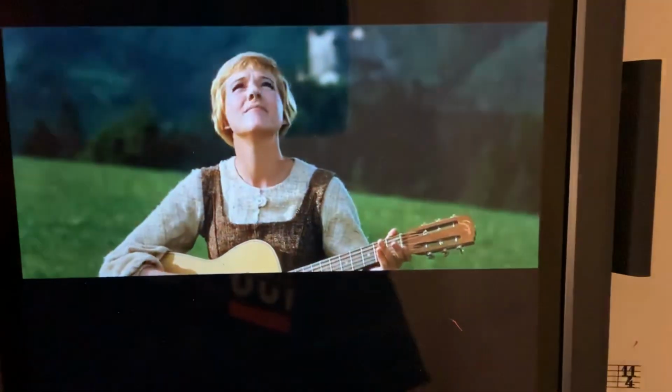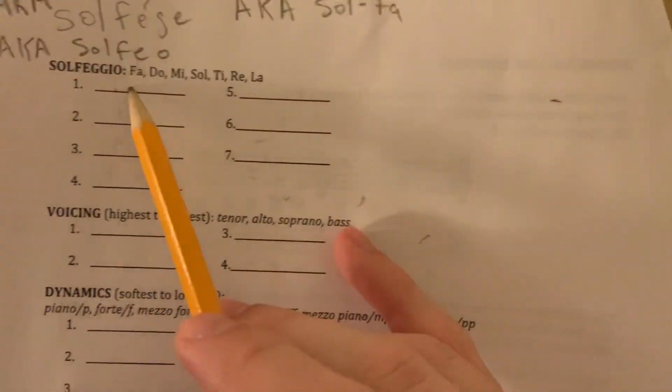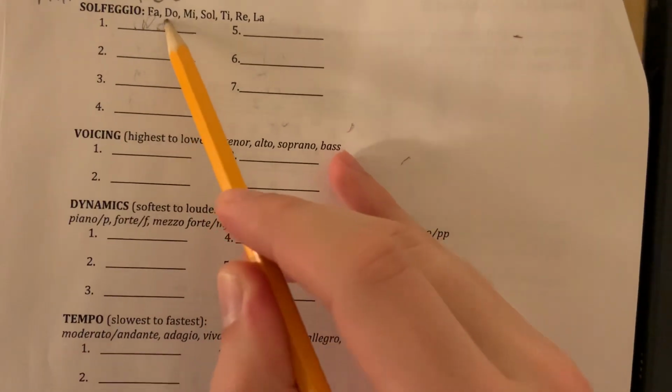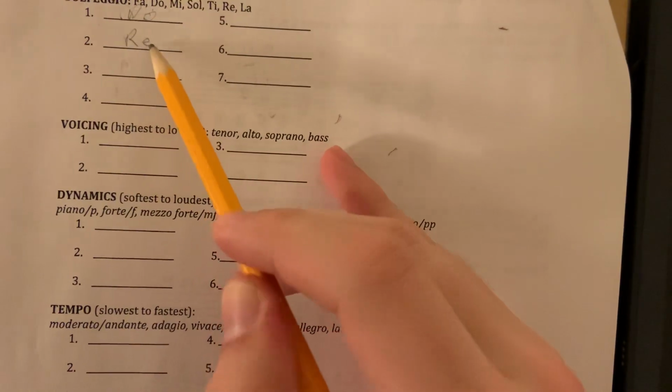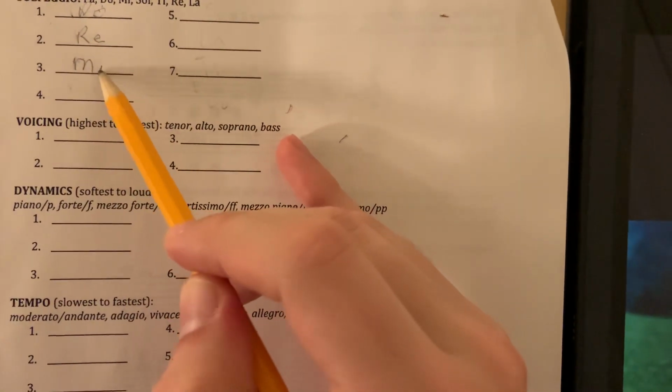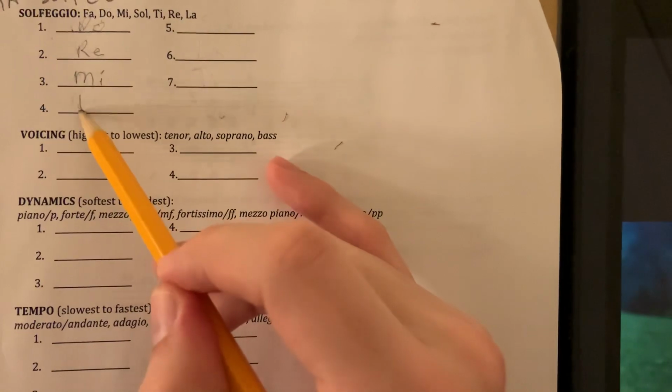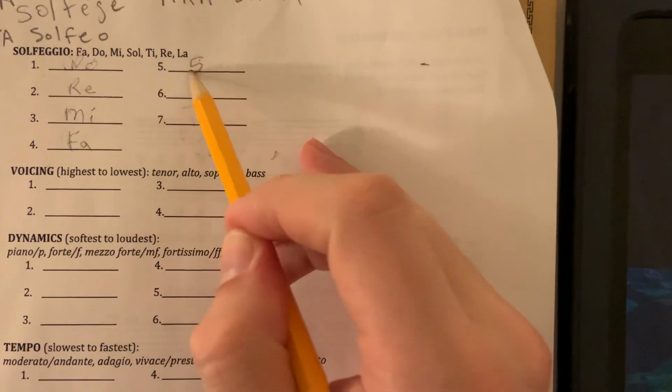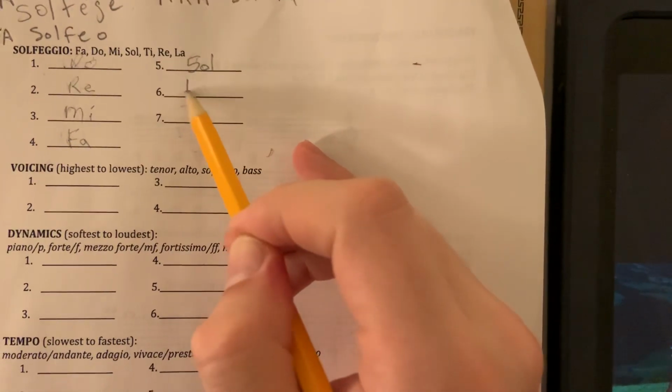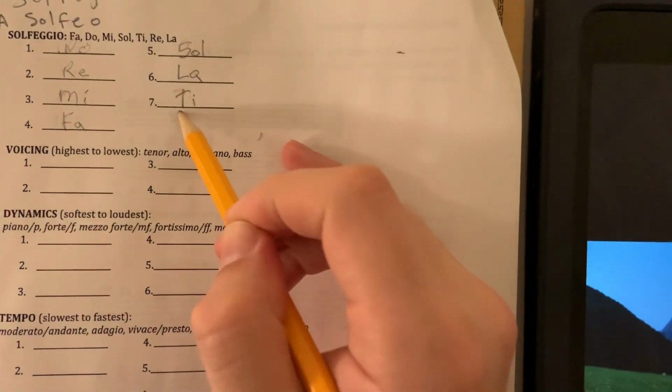This is from The Sound of Music. Do, re, mi, fa, sol, la, ti, do.